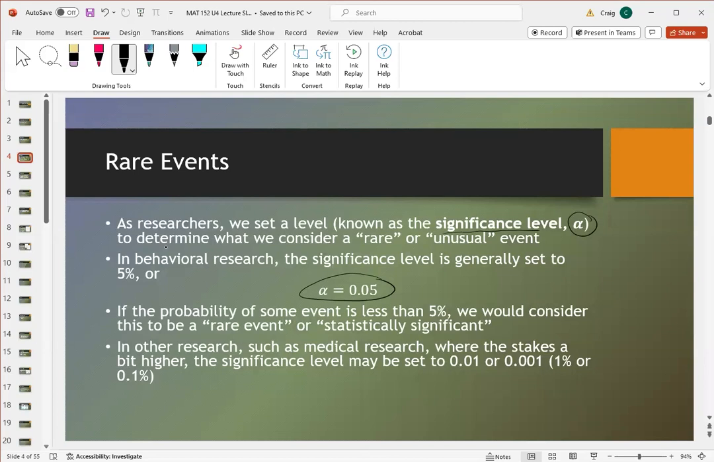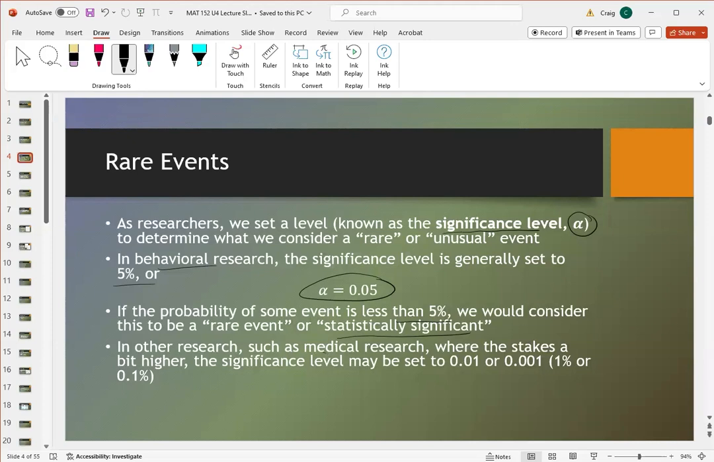We generally set that to be 5% in behavioral research, but we can set that to be other percentages too. If something happens less than 5% of the time, we would call that a rare event, or a rare occurrence, a rare sample. That means that it might be statistically significant. That's what we'll talk about.